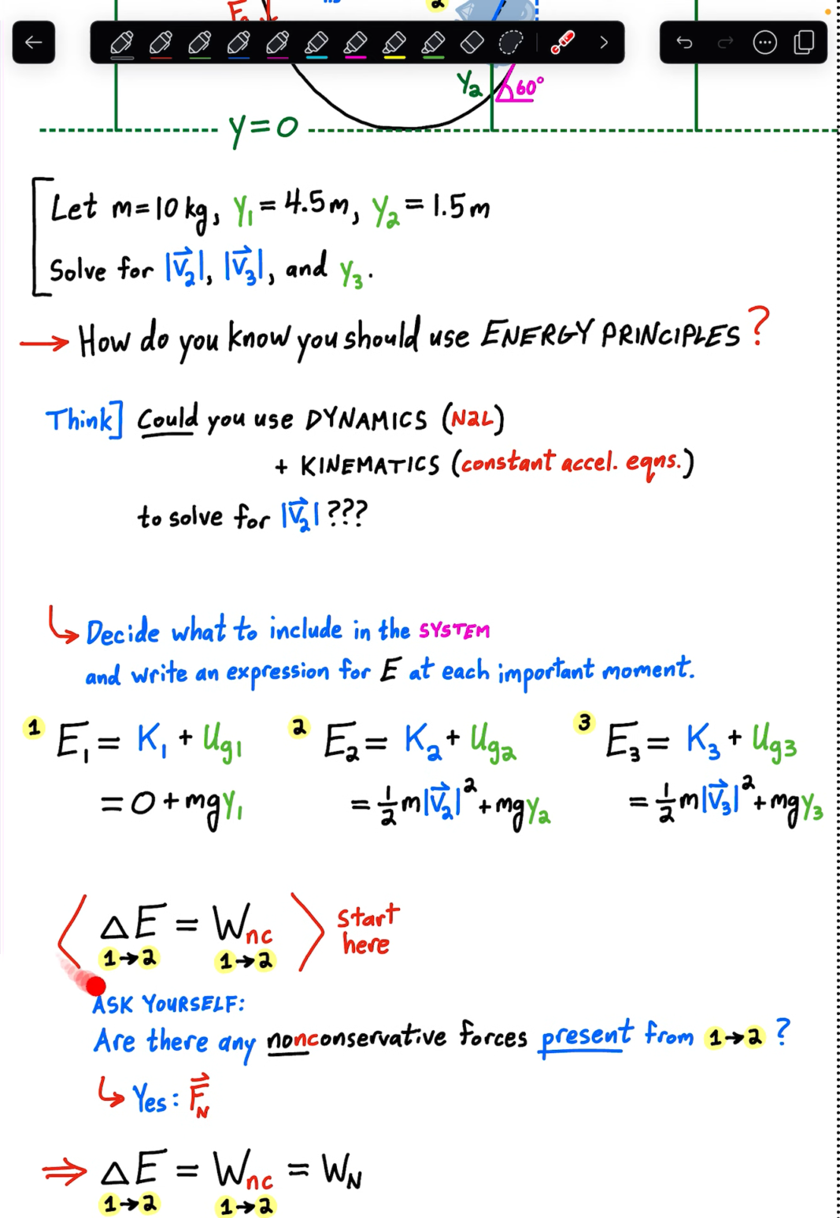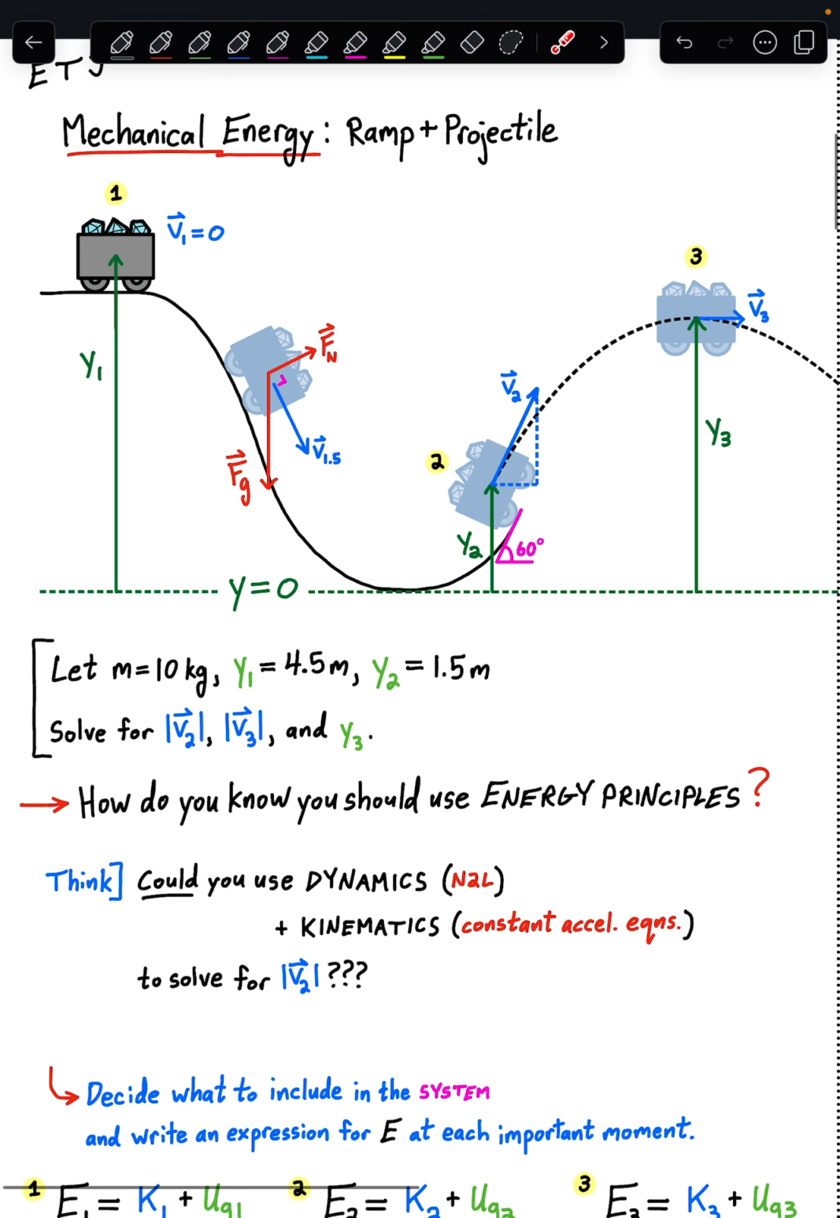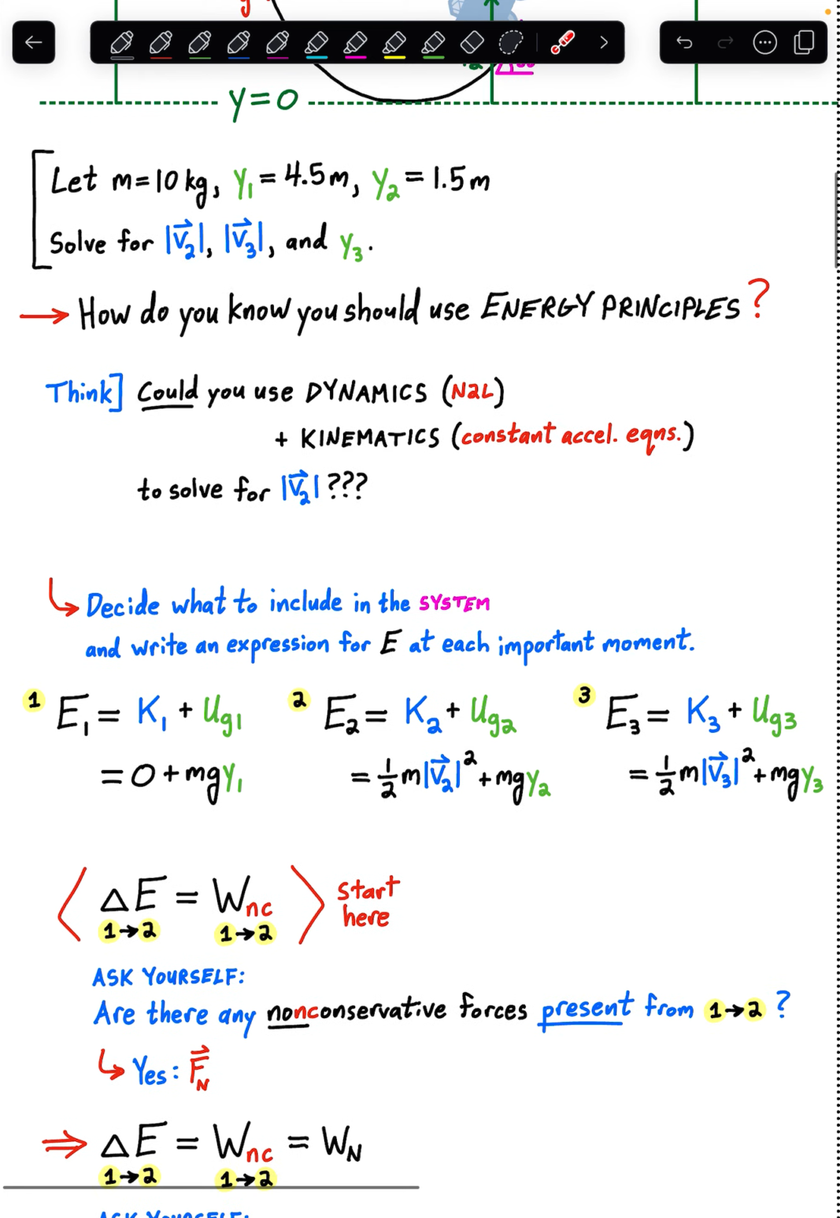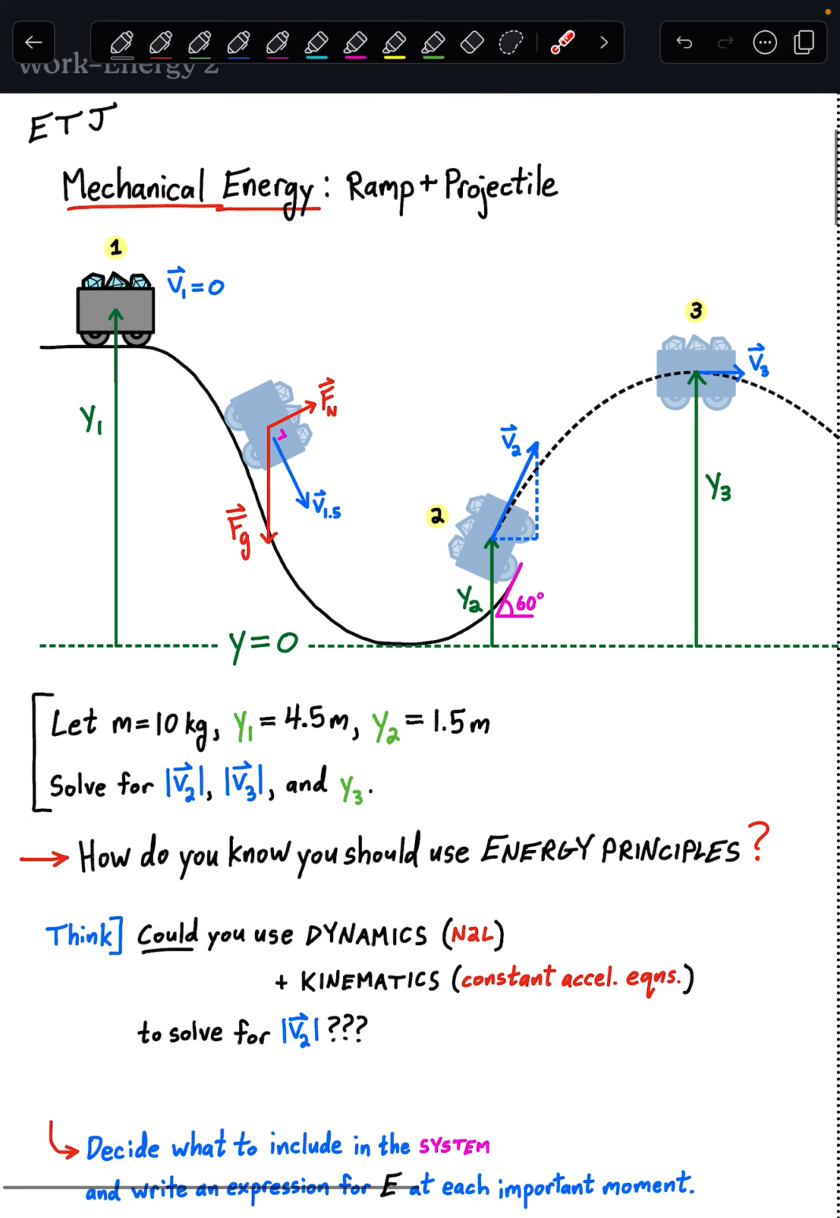Let's start with our energy conservation principle and consider the interval from 1 to 2. We're trying to find the speed here at moment 2, so let's consider what we know about this part of the story as the cart moves from 1 to 2. You ask yourself, are there any non-conservative forces present over that time period? And the answer here is yes, we do have a non-conservative force present, that normal force. The normal force on the cart from the curved track, that is a non-conservative force.